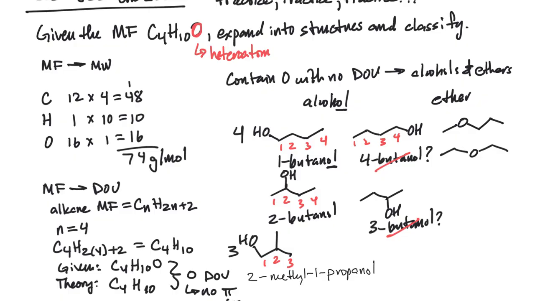We could move on and draw another structural isomer where the OH group is at the 2 position. And so now we would call this 2-methyl-2-propanol.